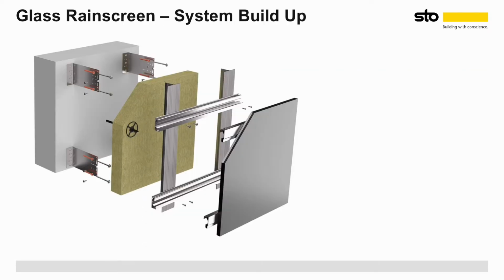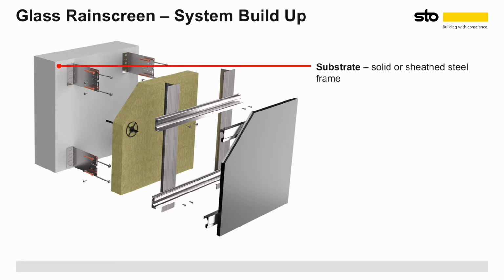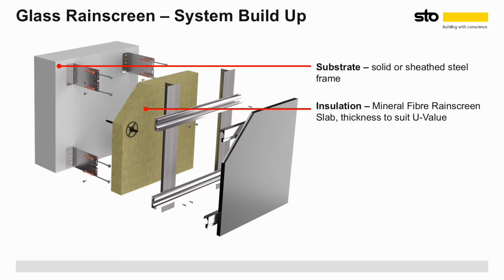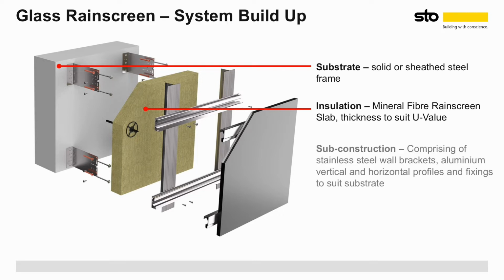Here's an example of a build-up of a typical Rainscreen cladding system. The substrate, which can be solid or sheathed steel frame. Then the mineral fibre Rainscreen slab insulation, thickness to suit U value, is fixed to the substrate with dowels. A subconstruction is then fixed to the insulation, which comprises stainless steel wall brackets, aluminium vertical and horizontal profiles, and fixings to suit the substrate.